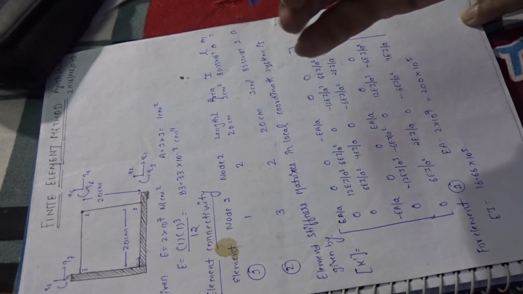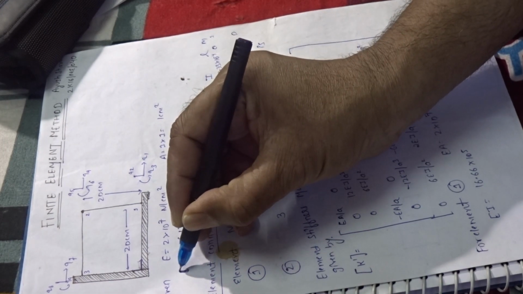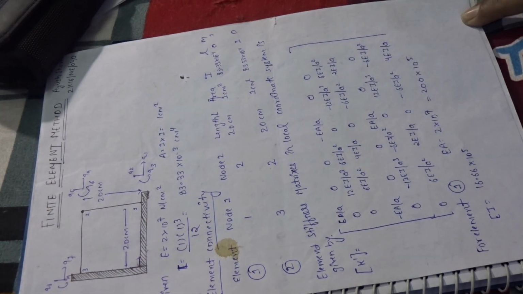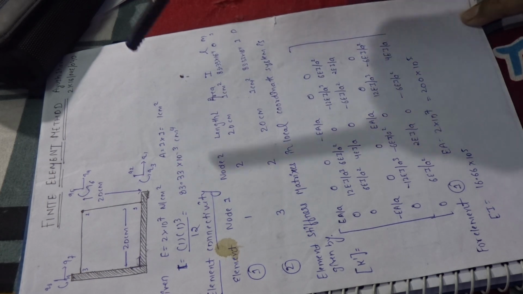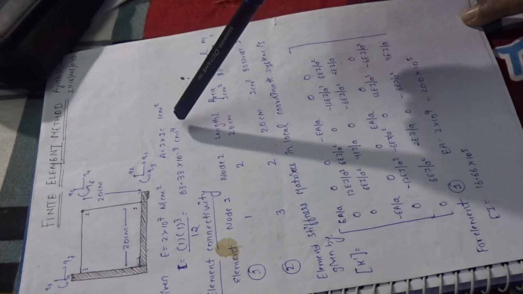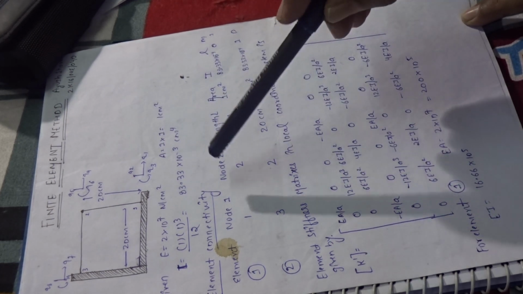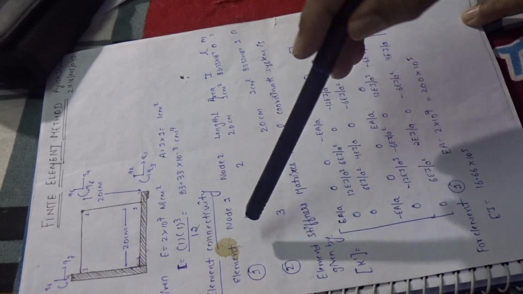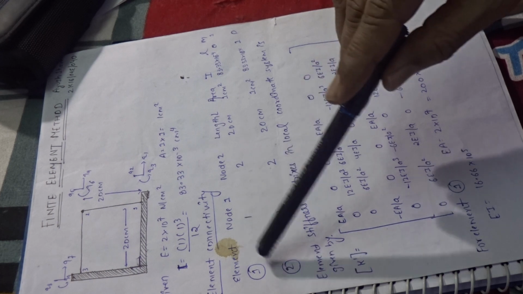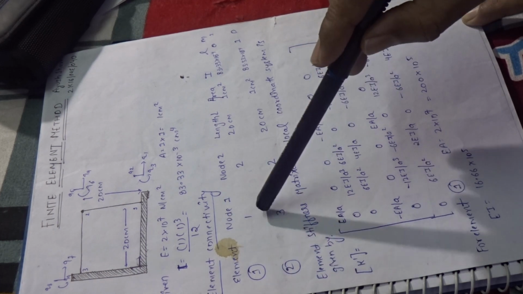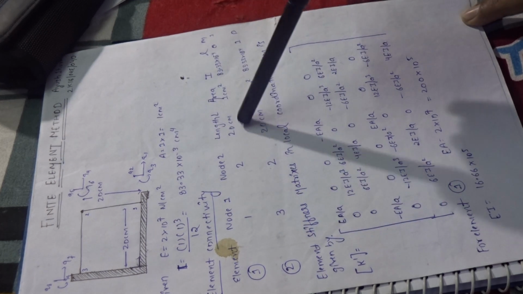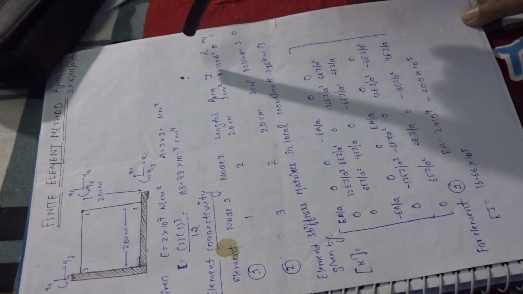The moment of inertia I is equal to b d cube by 12 for the rectangular section. When you calculate, it becomes this value. Element connectivity and details for element 1 and element 2 are given. Element 1 connects node 1 and node 2, length 20 centimeter, area 1 centimeter square.